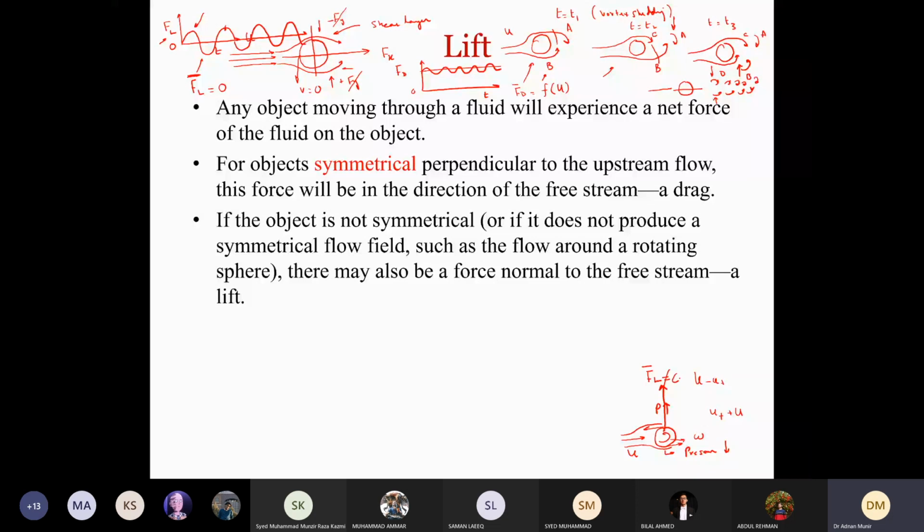Also note another thing, that the lift force is dominated by the pressure force, whereas the drag force is dominated by the viscous force, because of the boundary layer. Okay, so now if the object is not symmetrical, such as the case of a rotating sphere, then there might be a force normal to the free stream, a lift force, in addition to drag force. So in that case, we will have lift force as well as drag force.